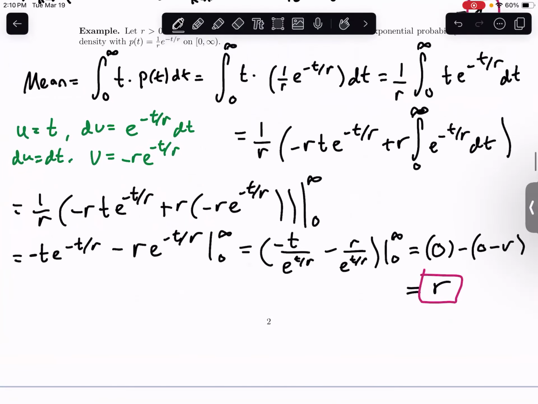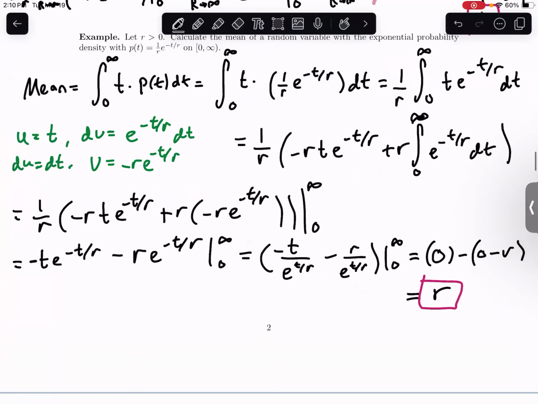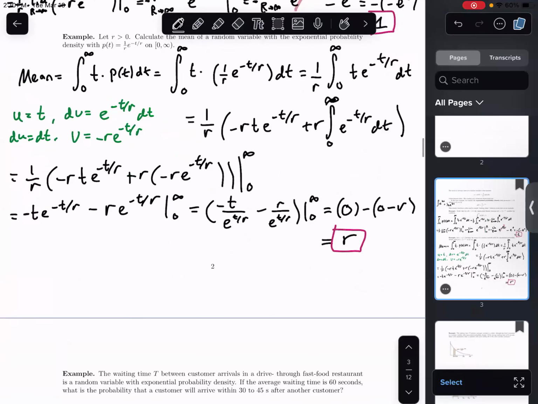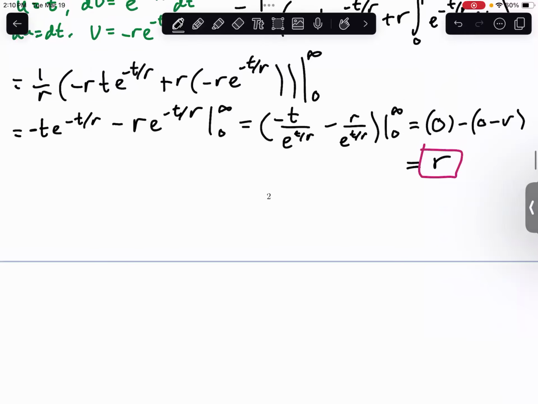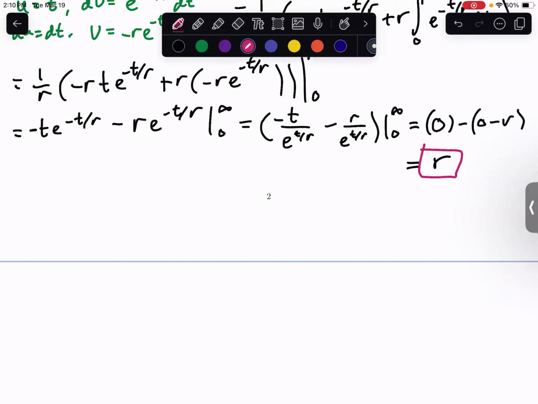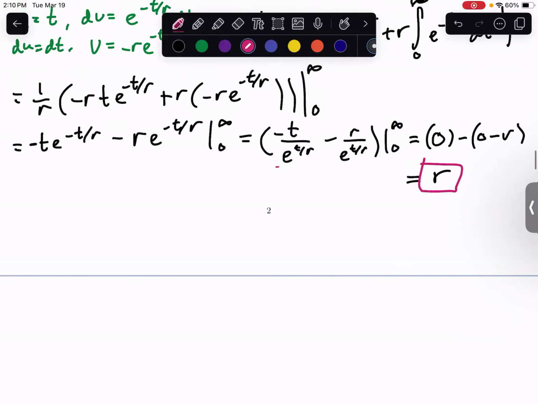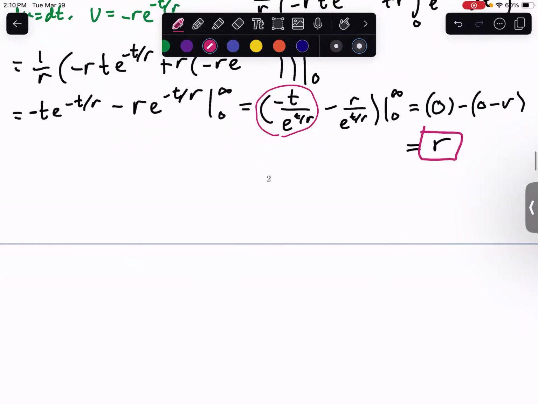I guess before I go through the next problem, I went through the previous problem at the end of class pretty quickly yesterday. There's one other point I wanted to go over. The last point was finding this limit of minus t over e to the t over r, like t over r power. So really we were computing the following limit.